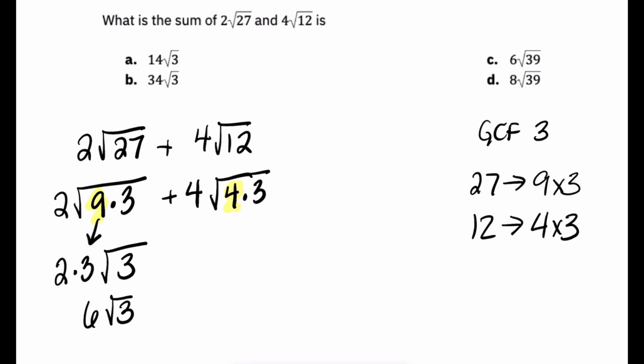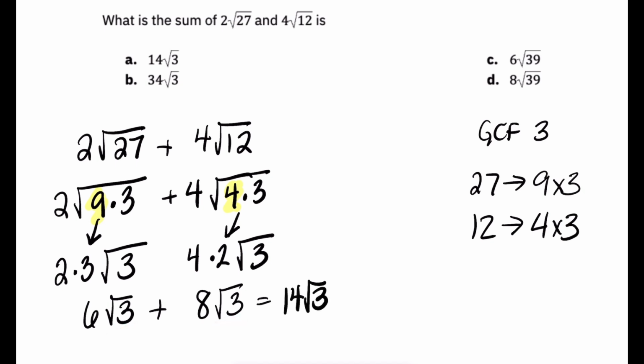And I'm going to do the same thing here with the second one. The square root of 4 is 2, so 4 times 2, and that leaves my square root 3. And now I'm going to simplify this to 8 square root 3. Now I can add these together because, again, they have like terms. So 14 square root 3 is the answer, or A.